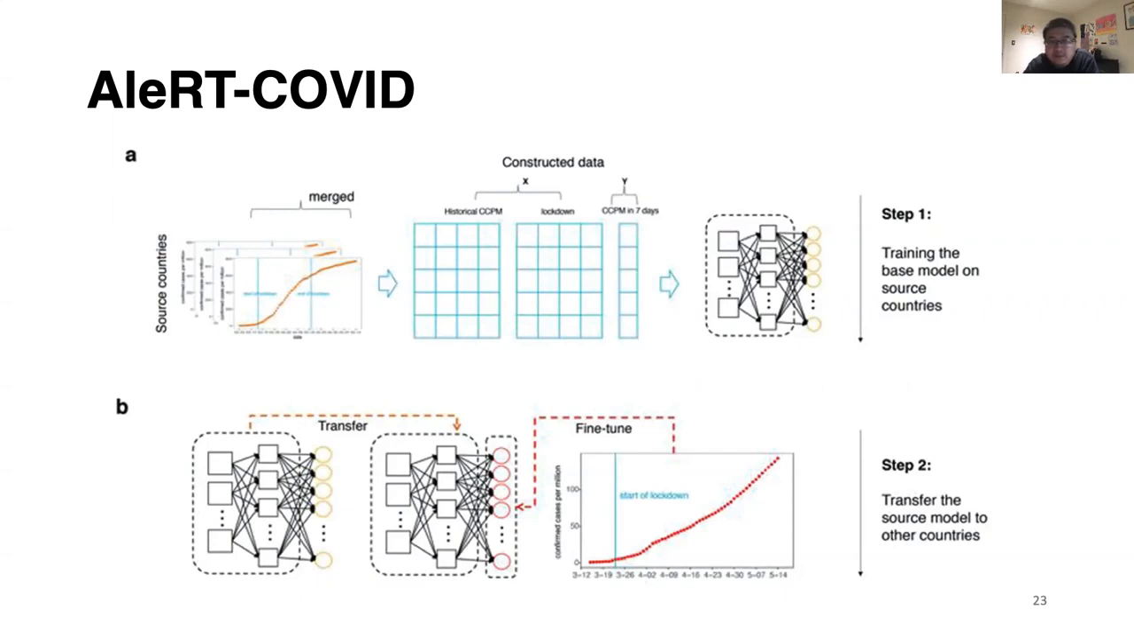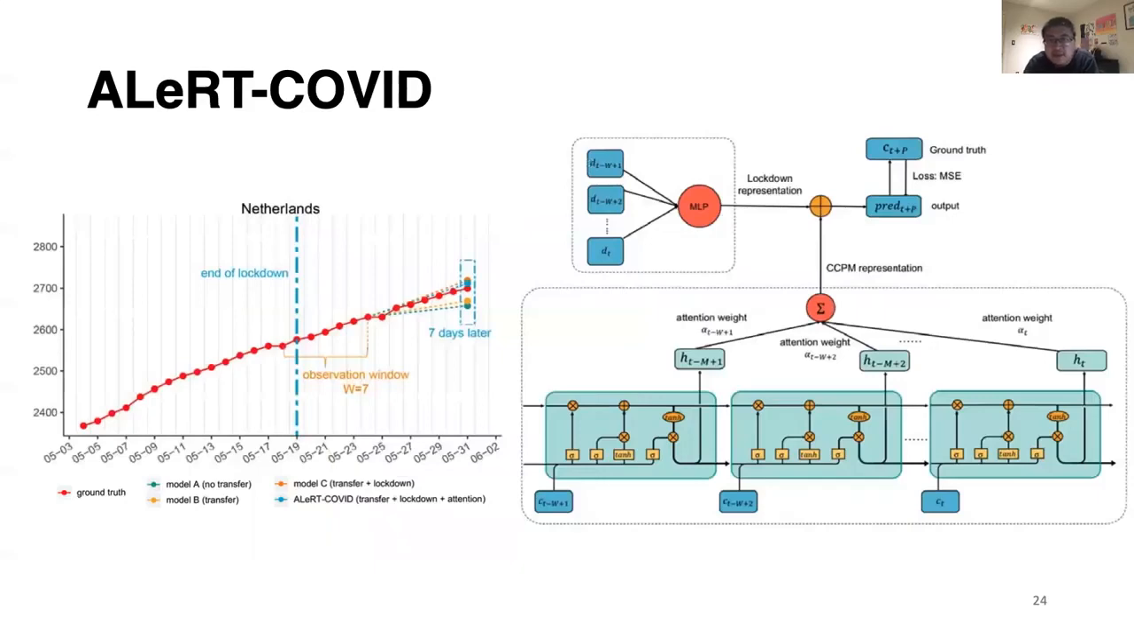And this is a prediction of cumulative CCPM, where CCPM stands for case per million, 1 case per million, on May 31st for the Netherlands, which had announced the final date of the lockdown measure. The red points were the true cumulative CCPM on each day. The dashed vertical line represented the end date of the lockdown. The cumulative CCPM values and lockdown information during May 18 to May 24 were input to the fine-tuned target model, which predicted the cumulative CCPM in 7 days.